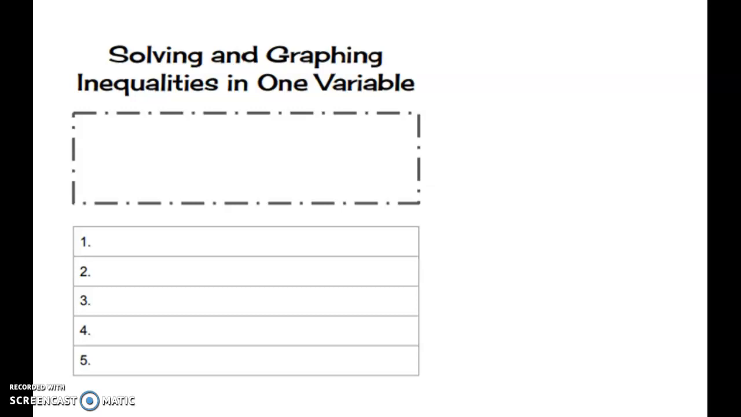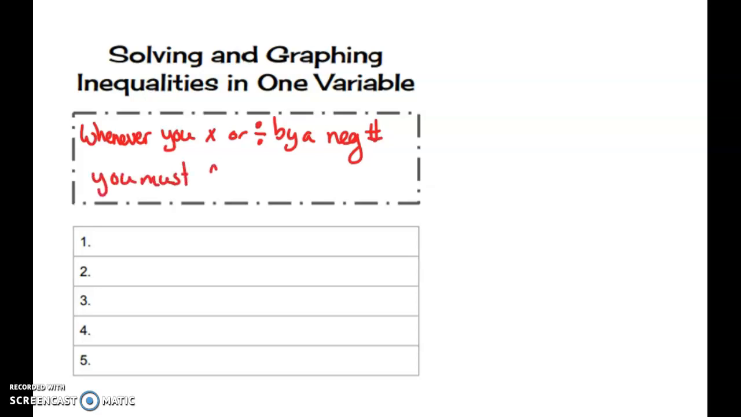Okay, so we're looking at this foldable that we have. At the top it says solving and graphing inequalities in one variable. So this dashed box right here is for our rule, which is whenever you multiply or divide by a negative number on an inequality, you must flip the inequality symbol. I'm going to say you must flip the sign. So that's when you multiply or divide by a negative number, you must flip the sign.